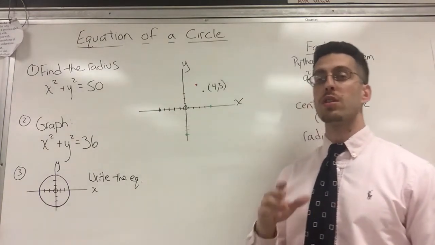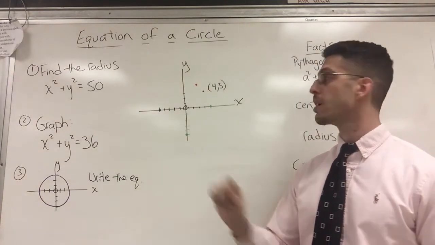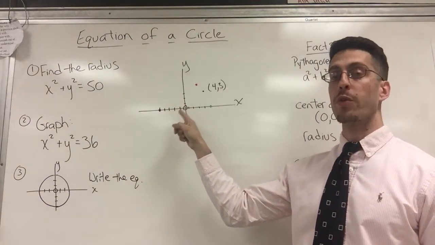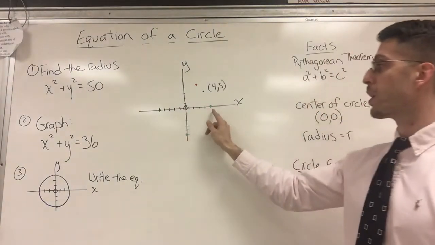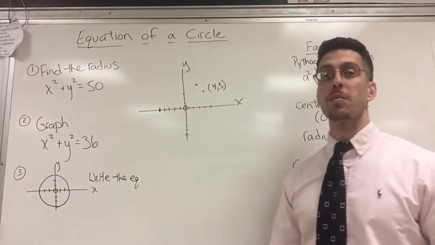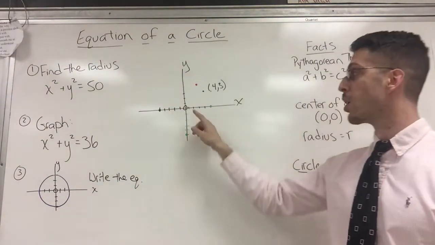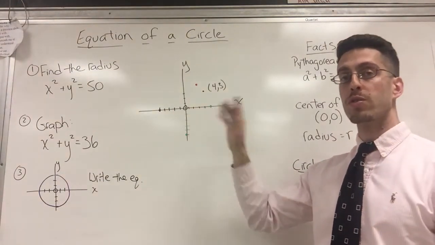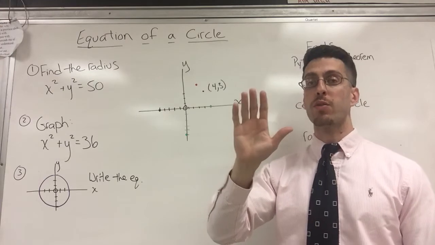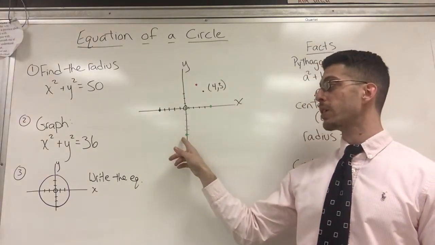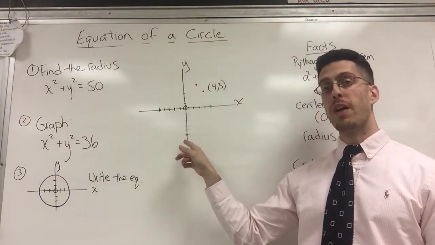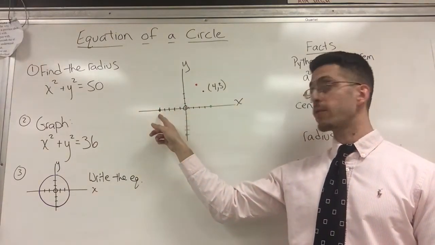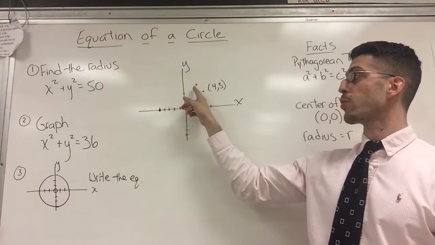I would like you to think about the distance this green point is away from the origin. The origin is 0, 0. How far away is this from here? It's as simple as counting boxes. 1, 2, 3, 4, 5 units away. Remember that. How about this green dot down here? 1, 2, 3, 4. Again, 5 units away. How about this black dot over here? 1, 2, 3, 4, 5 units away.